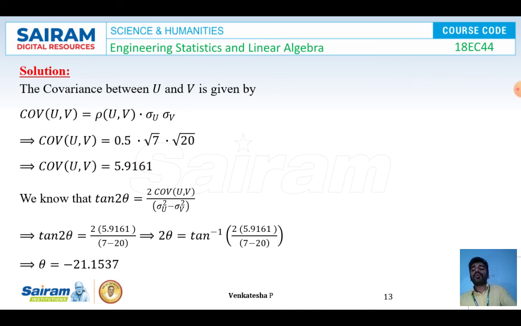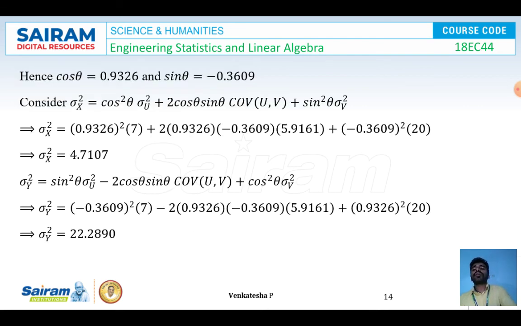So now I am going to find the value of theta. tan 2 theta is given by 2 times covariance of uv by (sigma u square minus sigma v square). So tan 2 theta is equal to 2 into 5.9161 by (7 minus 20). So I got 2 theta is equal to tan inverse of 2 times 5.9161 by (7 minus 20). The angle theta I got is minus 21.1537. So now from this angle theta, I am going to find the values of cos theta and sin theta. So I got cos theta is equal to 0.9326 and sin theta is equal to minus 0.3609.